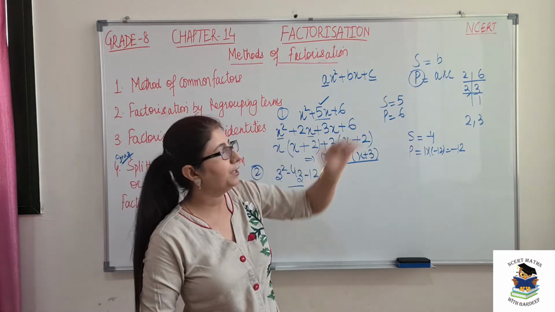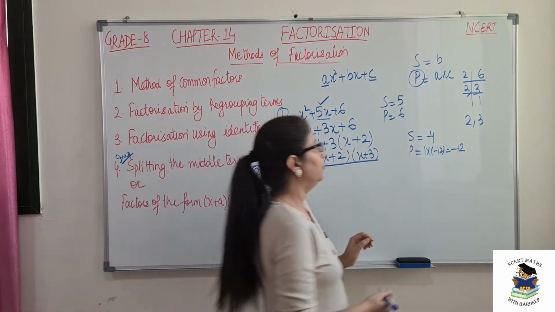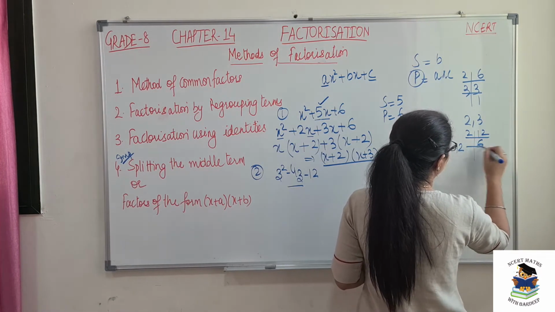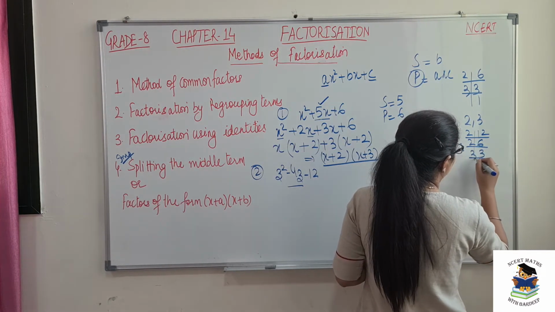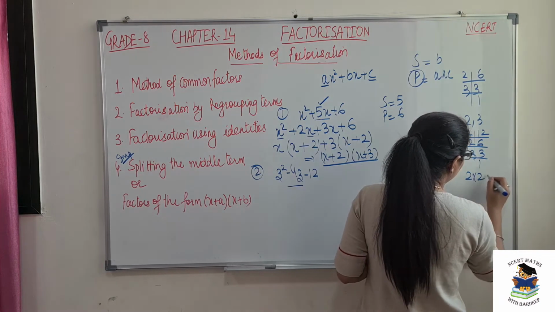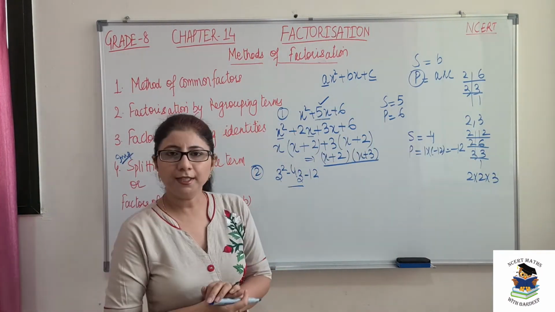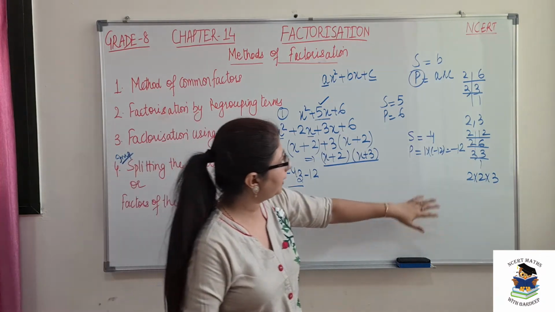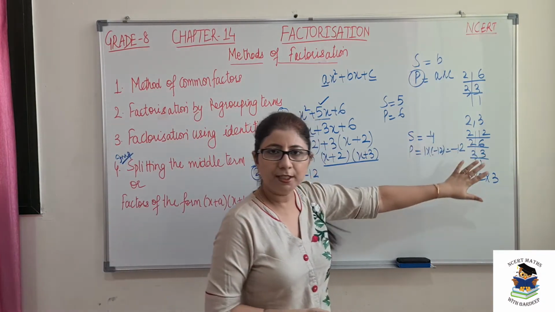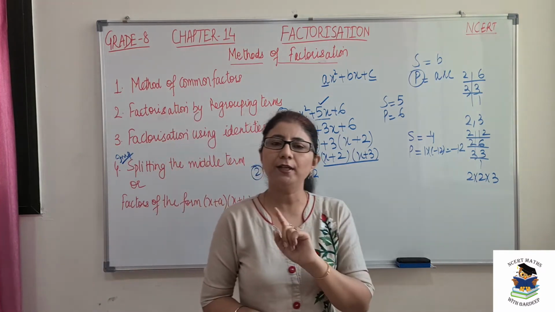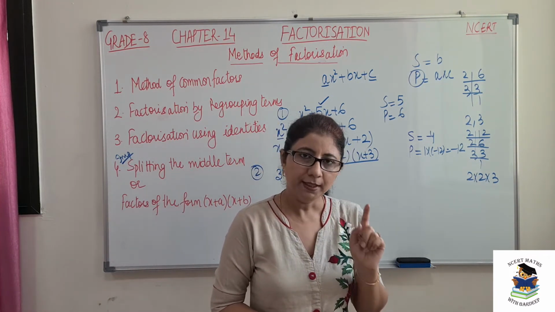As I have done in the previous question also, the first thing is to make factors. So factors of 12. The factors are 2 into 2 into 3. From here the game begins. Now we will check that the product should be negative. When the product is negative, that means any one of the factors should be negative.